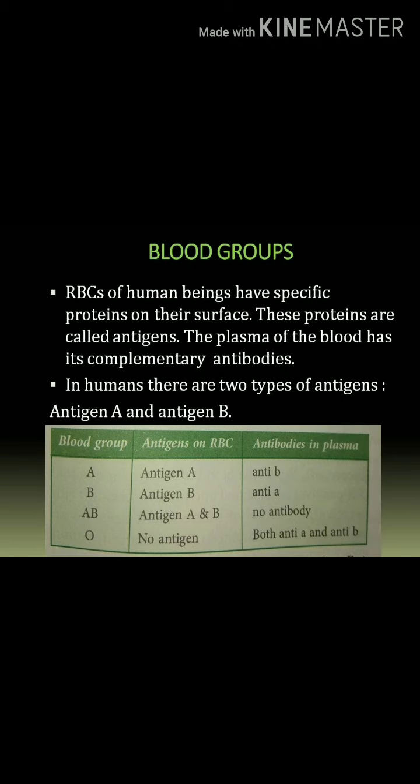The concept of blood grouping was discovered by Karl Landsteiner. RBCs of human beings have specific proteins on their surface. These proteins are called antigens. The plasma of the blood has its complementary antibodies. Here on the surface of RBCs we can see the antigen, and in the plasma we can see the antibodies. There are two types of antigens we can see, antigen A and antigen B.